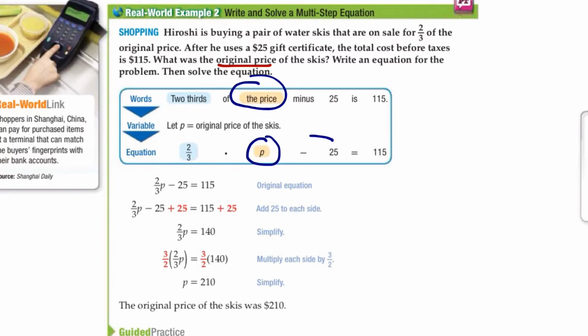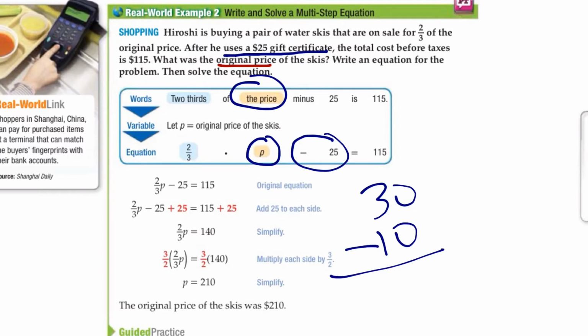Now notice they also have minus 25. Where did that come from? Well, remember, he ended up using a $25 gift certificate. So after you buy something, what happens? If your total is $30 and then you use a gift card of $10, well, you're going to only pay what? $20 because the gift card was applied. So that's where this part comes into play. They're saying, hey, don't forget I used a gift card so it's even cheaper.